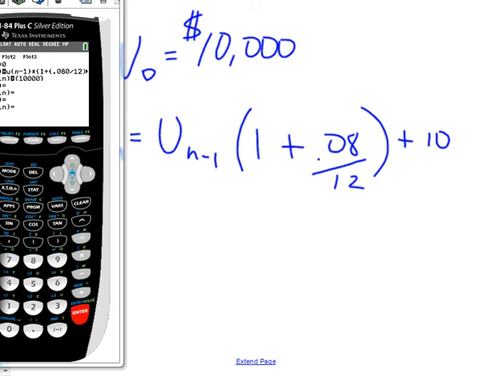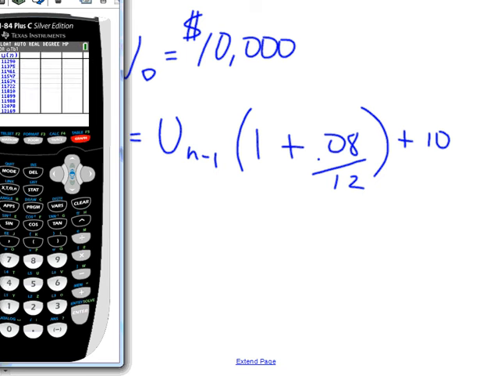Here we go. So, we've got this thing entered in the calculator, then we go to the table and we look at 3 years later. And if I go to my table settings and have it start at 0, then, would it make sense for me to look at U sub 3?